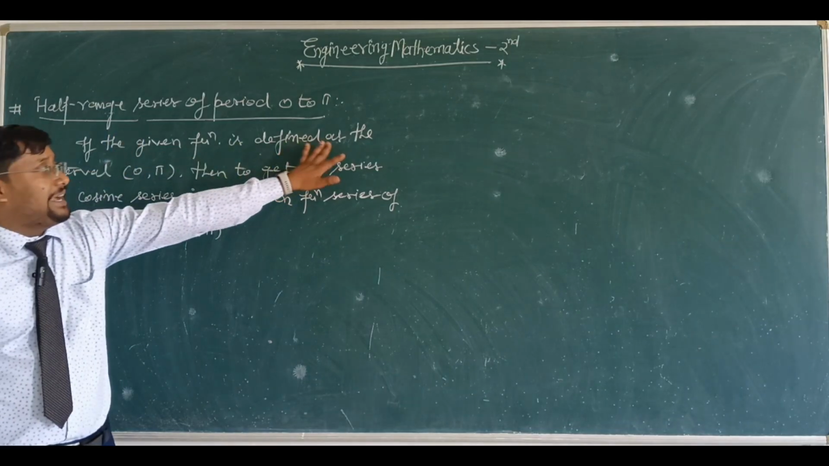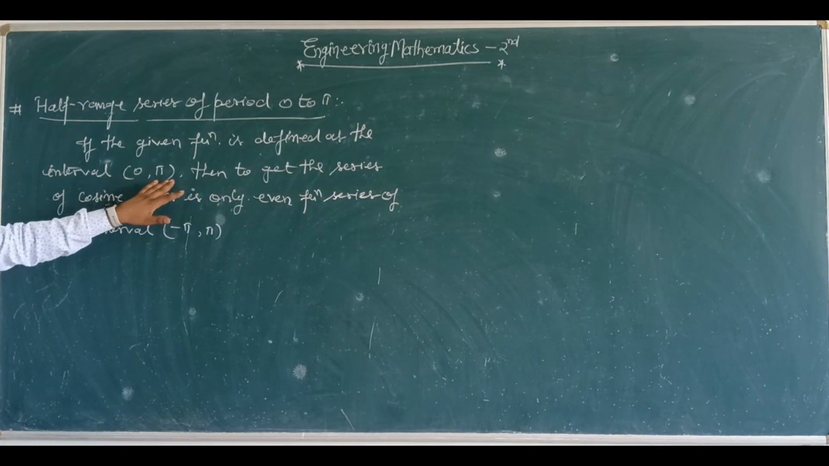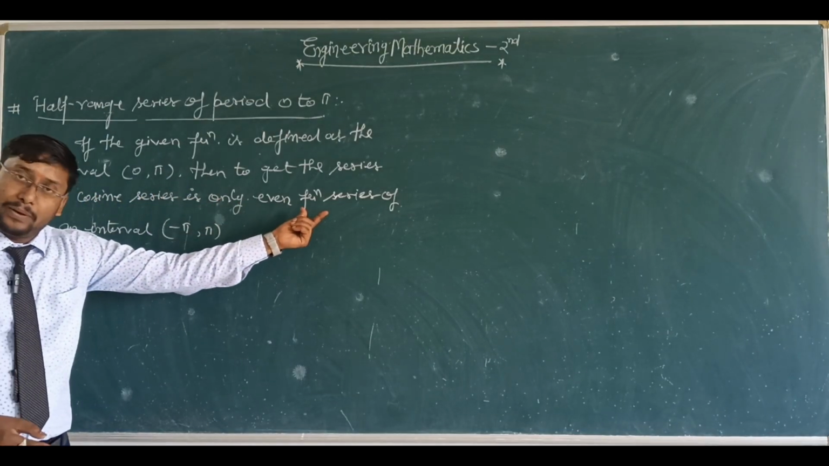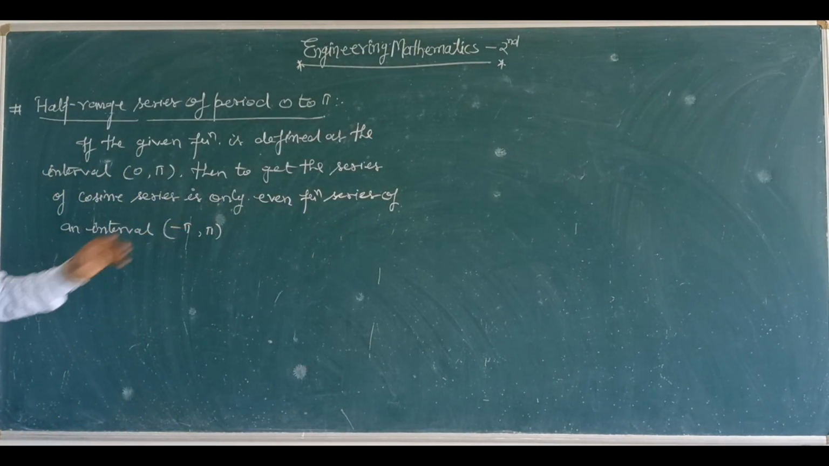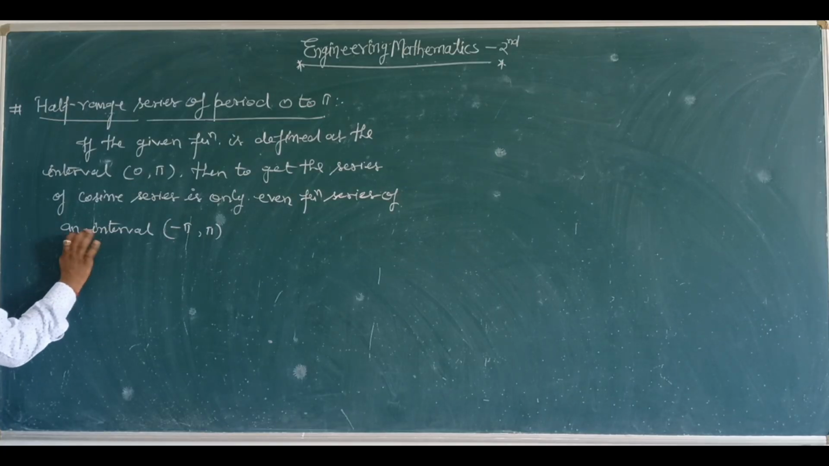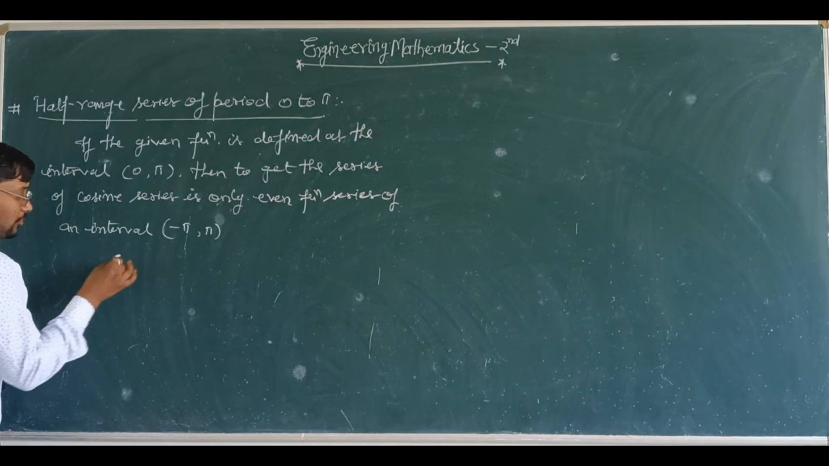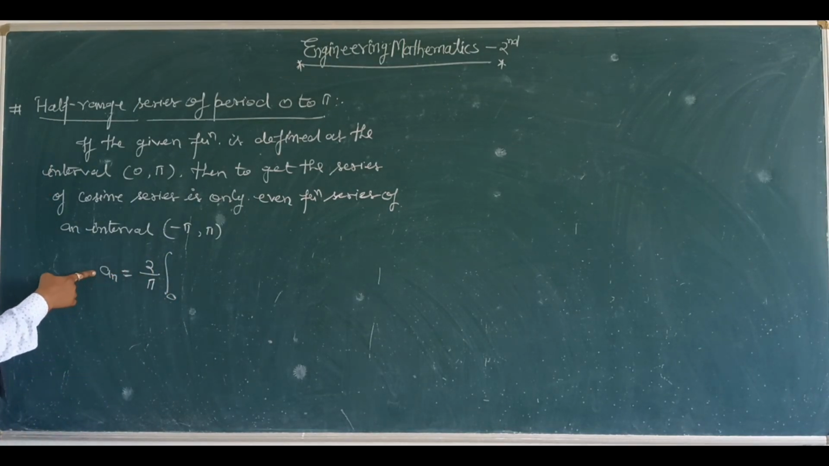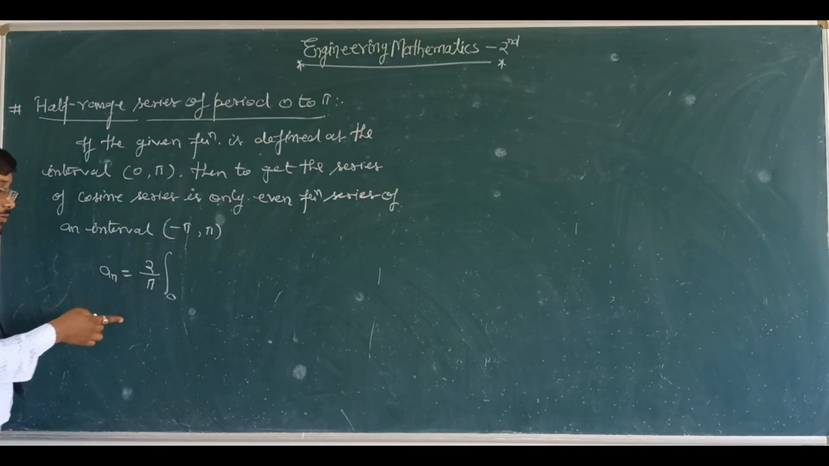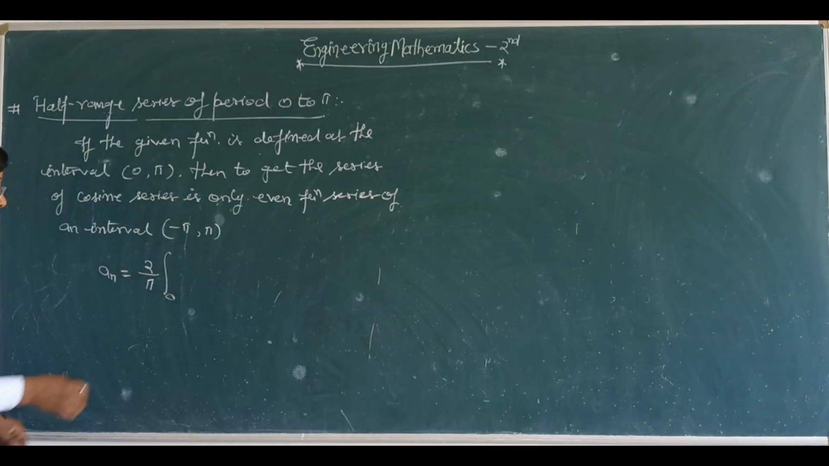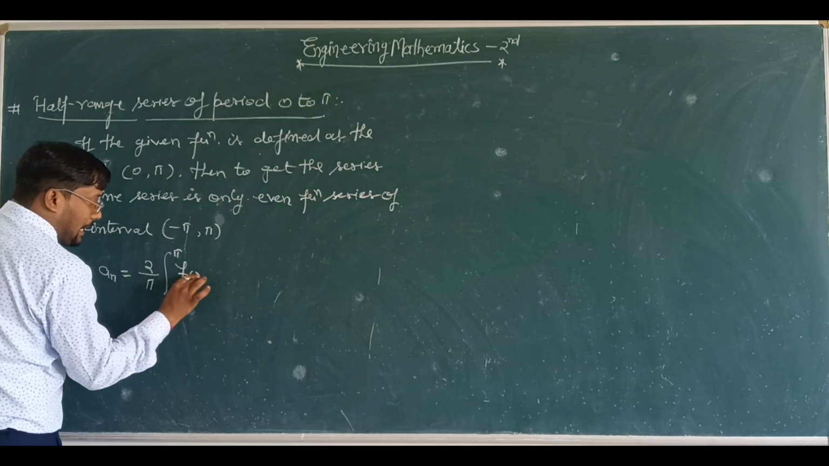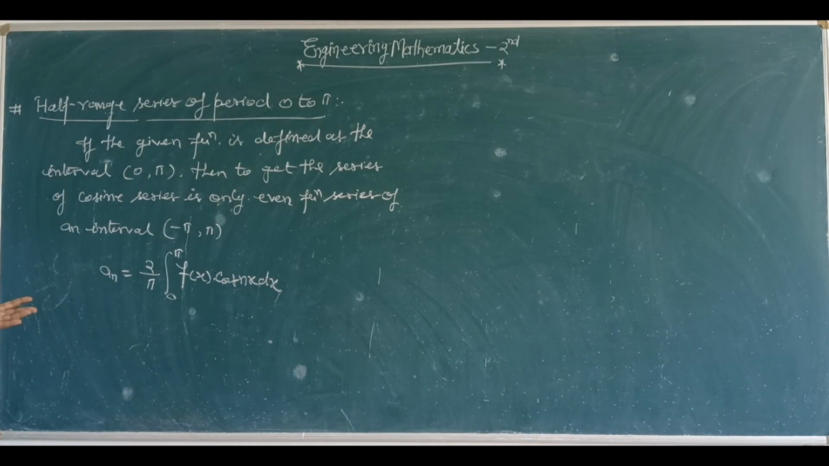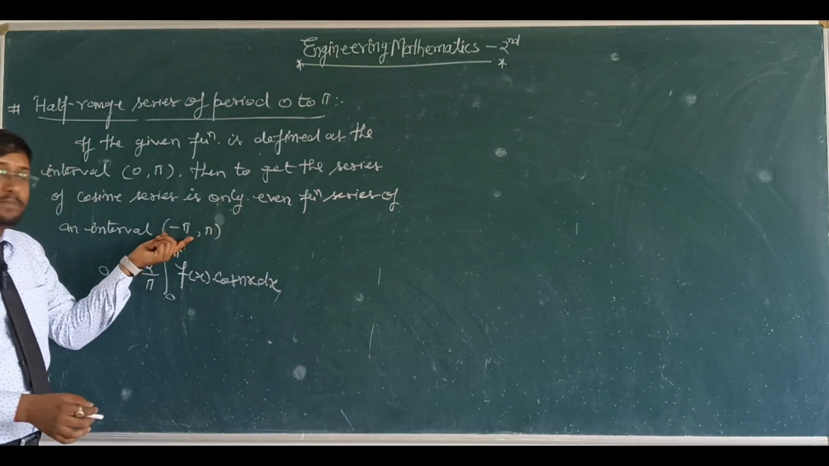Then you can write an is equal to 2 upon pi integration 0 to pi f(x) into cos nx dx, where the interval is minus pi to pi.